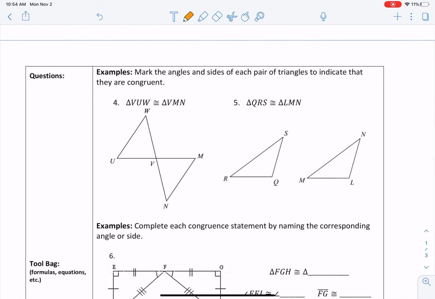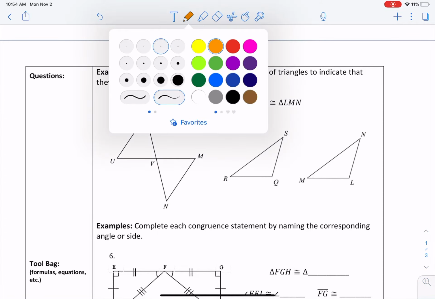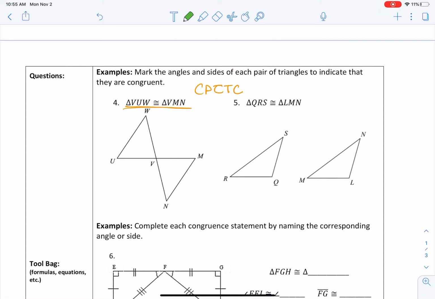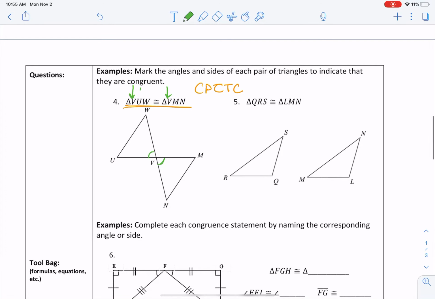For the next two, this is that CPCTC, except I spelled it wrong. CPCTC. These are congruent triangles. I'm telling you they are. Now I want you to identify the parts that are congruent because the triangles are congruent. So we start with angle V. These are also vertical angles. That's another way that we would know that they were congruent. And then we look at angle U and M. That leaves W and N.